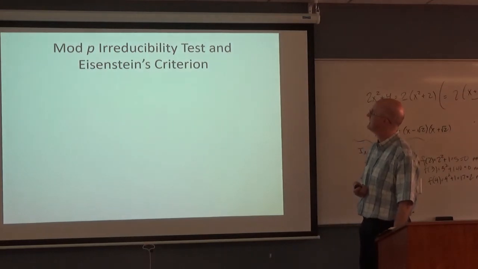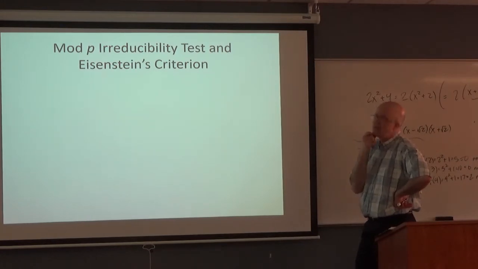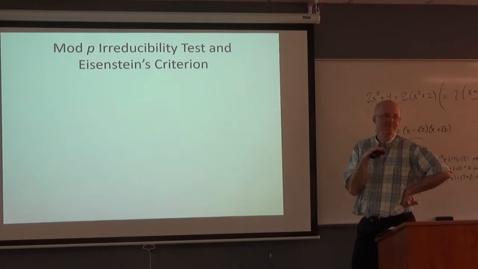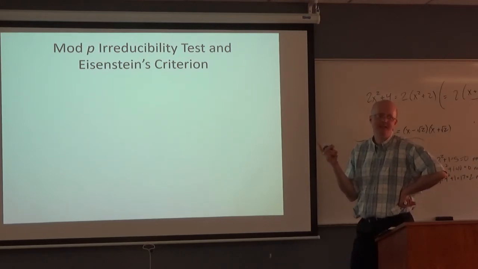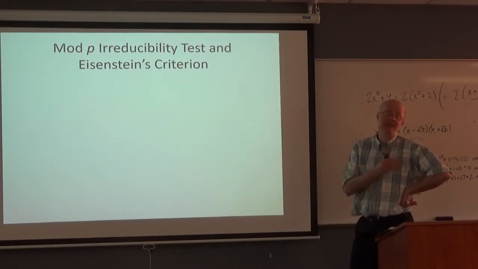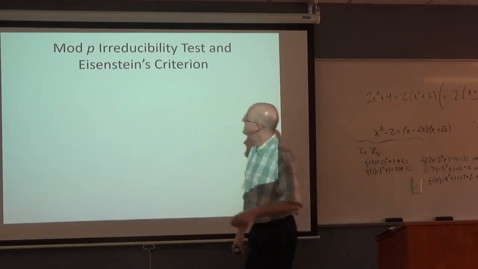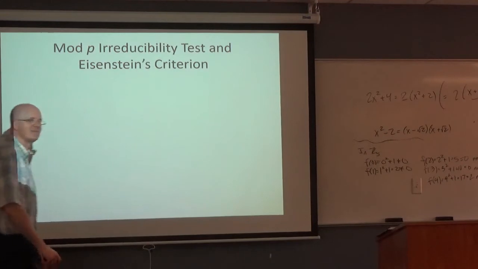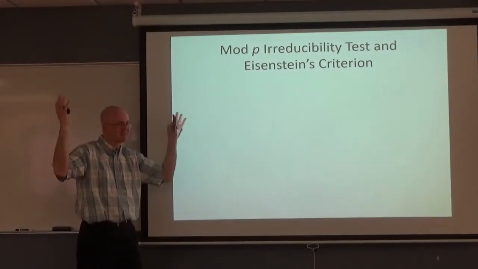Mod p irreducibility test and Eisenstein's criterion. But you can't read Eisenstein without thinking Einstein. But they're not related. And Eisenstein actually came before Einstein. Eisenstein was in the early to mid 1800s. Einstein wasn't until the late 1800s, early 1900s, through the mid 1900s. I don't think they're related. Their names aren't the same anyway, they're just similar.